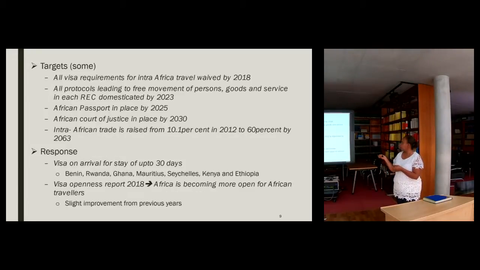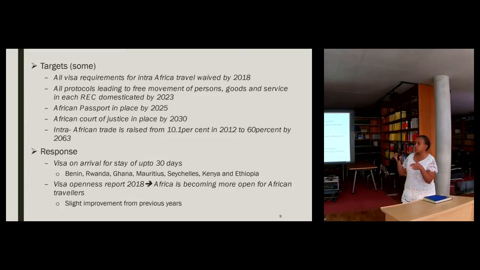So some of the targets are abolishing or waiving the visa requirement for intra-Africa mobility by the year 2018, ensuring that the protocols on free movement of persons and goods would be domesticated by the year 2023, and having an African passport by the year 2025. Of course, the African Court of Justice would be put in place by 2013, and so on.